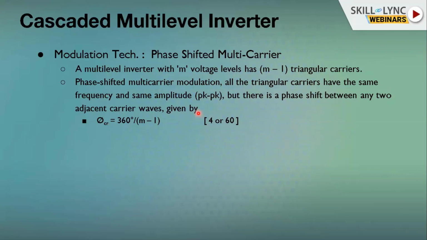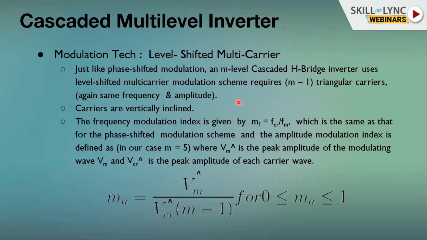When you look at any waveform, you can change the amplitude, you can change the frequency, or you can change the phase. When we say sine omega t plus phi, you change that phi. So what we do here is change that phase. There is a phase shift between any two adjacent carriers, which is given by the phase of the carrier equal to 360 degrees divided by M-1. So that is one.